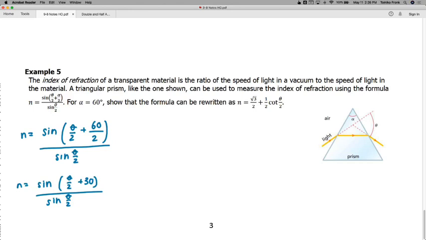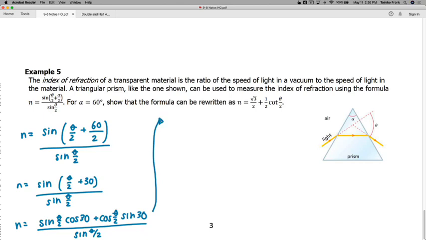Okay, so let's expand the top using the sum and difference formula. This is a plus b. So this is the sine of theta over 2 cosine 30 plus cosine theta over 2 sine 30. And then this is still over our denominator, the sine of theta over 2. Okay, I'm running out of room. I've got to move it up here. We can simplify the cosine and the sine of 30. The cosine of 30 degrees, if you go to your unit circle, that is the square root of 3 over 2. And then we still have the sine of theta over 2.